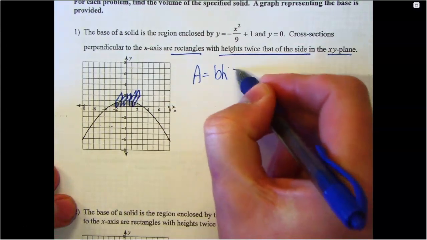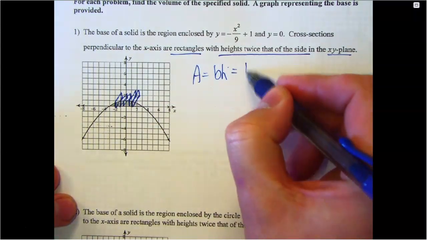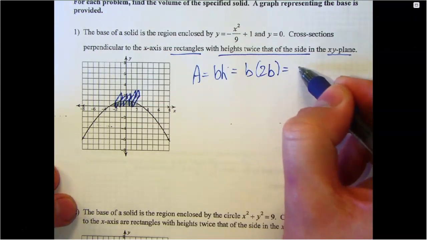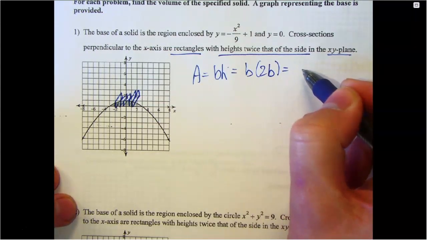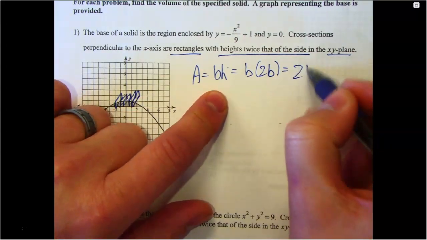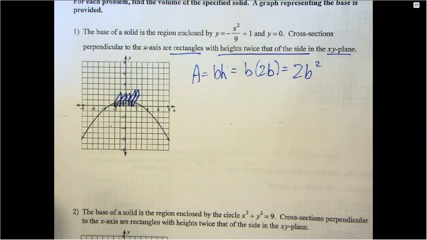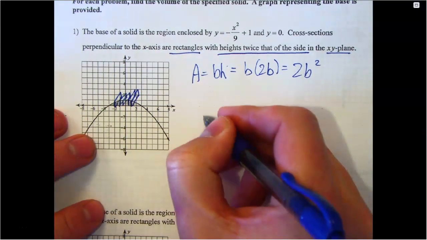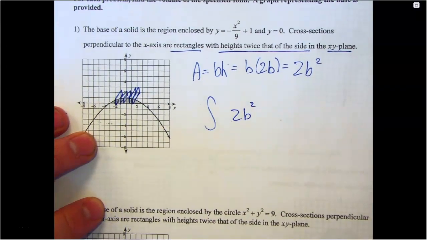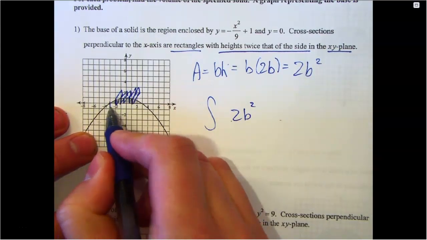Well, a rectangle is base times height, right? And if the height is twice the base, do you see what I'm doing here? Then I would rewrite that as 2b squared, right? So my job is then to integrate 2b squared from -3 to 3.